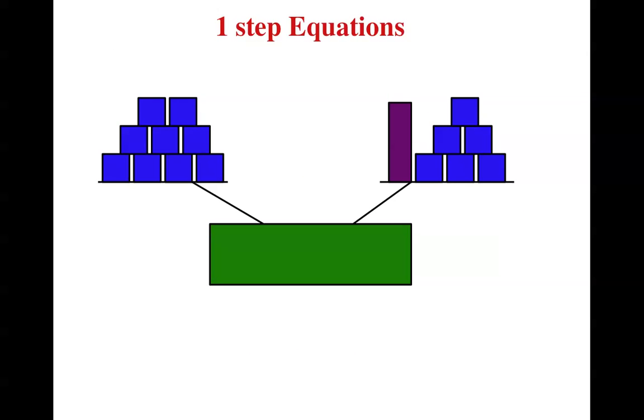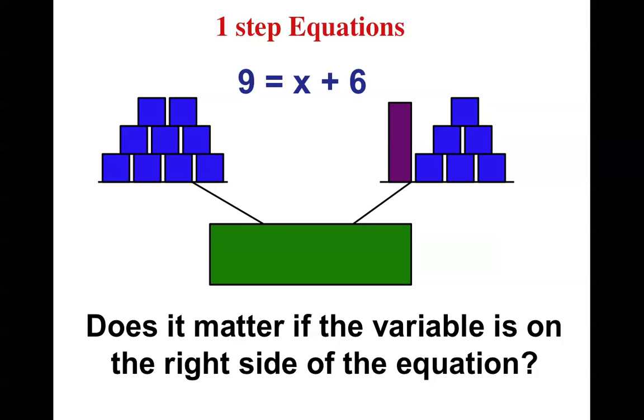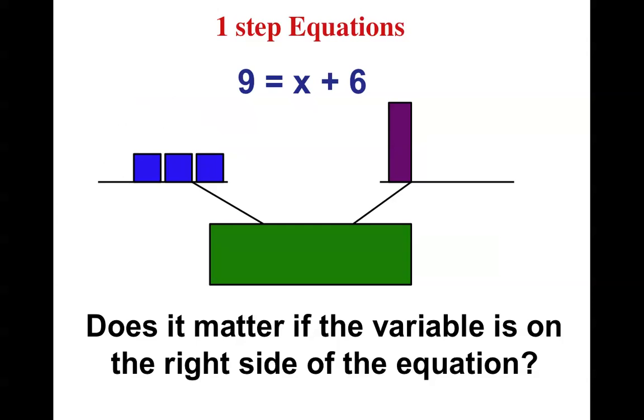Okay, so here we are. What if I switch it up? I put the variable on this side of the equation, because notice here's x plus 6. And look, here's 9. So, what do I do now? Well, I still have to take away the 6. It doesn't matter if the variable's on the other side of the equation. Hopefully you can see I have to take away 6 from this side. And if I take away 6 from that side, I have to take away 6 from this side. So I do the exact same thing.